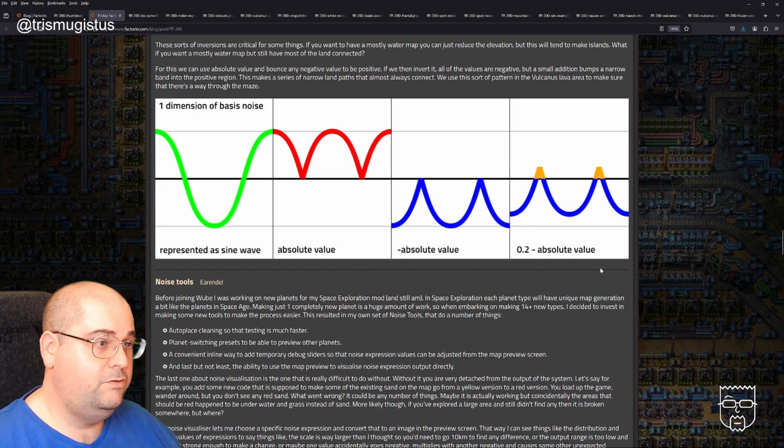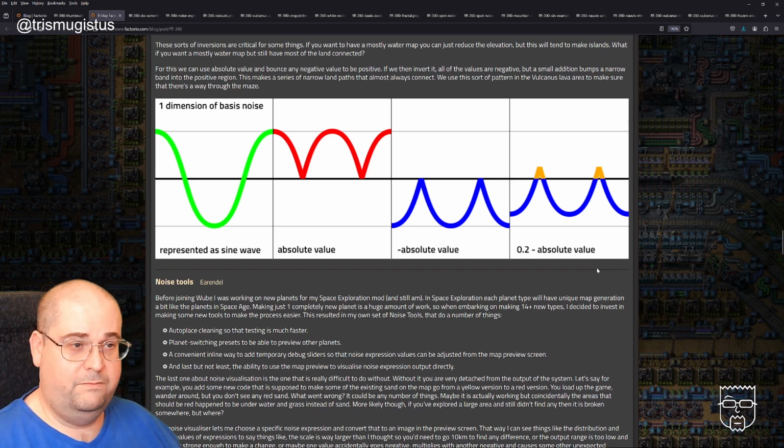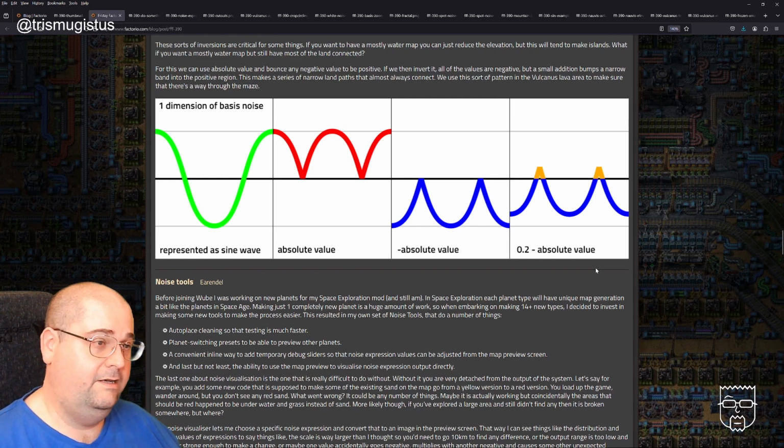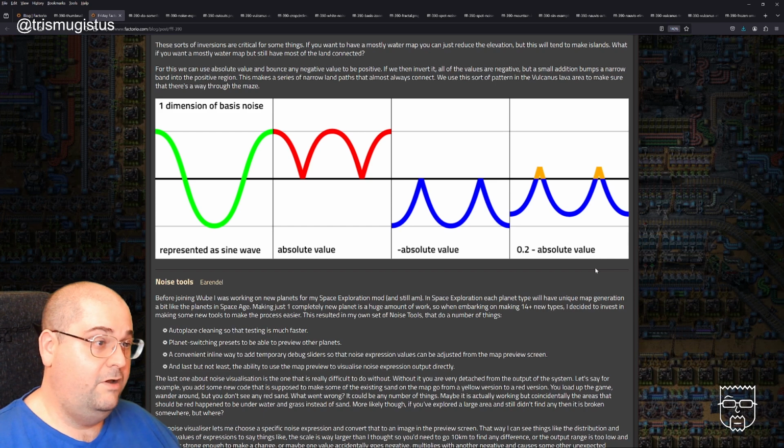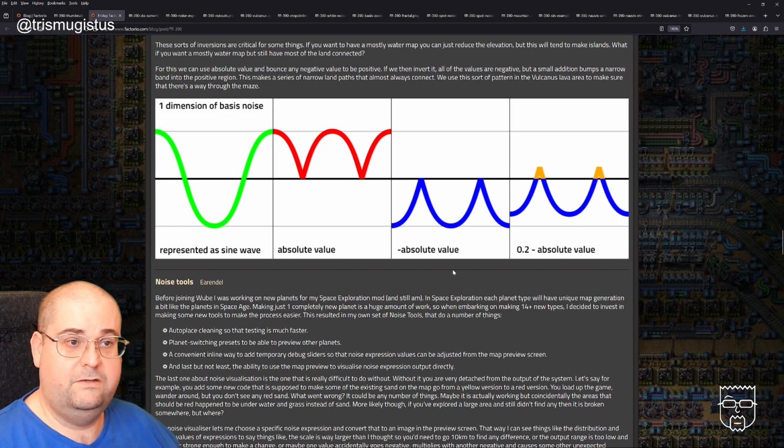If you want to have a mostly water map, you can just reduce the elevation, but this would tend to make islands. What if you want a mostly water map, but you still want most of the land connected? For this, we can use absolute value and bounce any negative value to be positive. If we then invert it, all of the values are negative, but a small addition bumps a narrow band into the positive region. This makes a series of narrow land paths that almost always connect. We use this sort of pattern in the volcano's lava area to make sure that there are always paths through the maze.